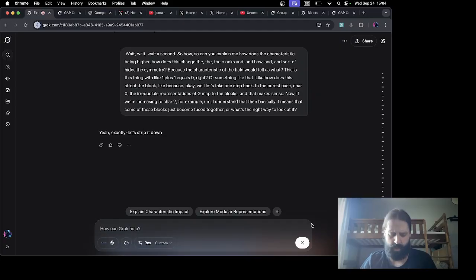Think, if a rep had a matrix like [[1, 1], [0, -1]]. In char 0, eigenvalues 1, -1, clear split. In char 2, that -1 becomes 1, since -1 equals 1 mod 2. So it looks like [[1, 1], [0, 1]]. In char 2, the same eigenvalues, but now it's defective, not diagonalizable. Boom, the symmetry hides, because the field can't tell different from same when 2 kills the difference.